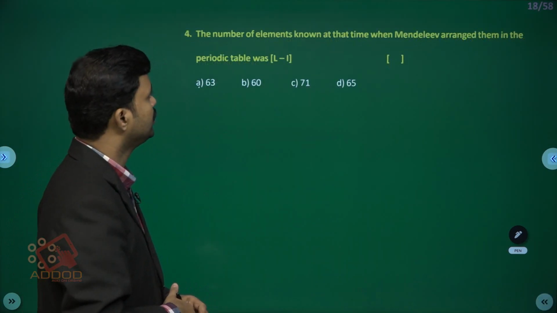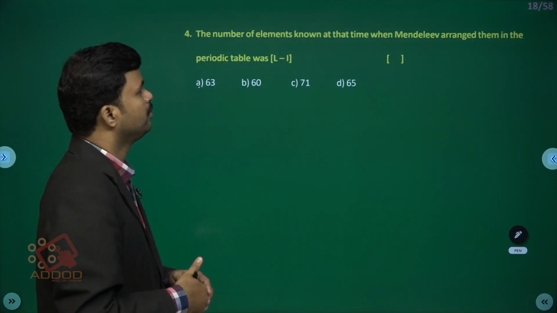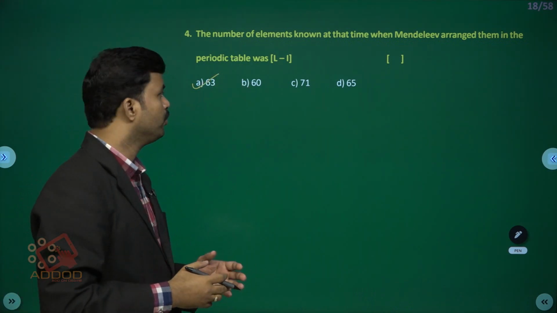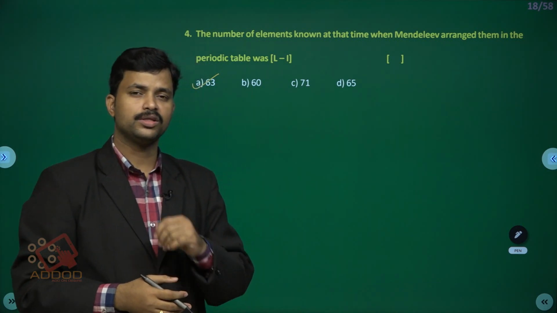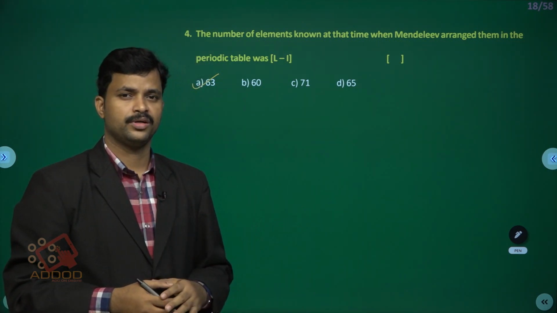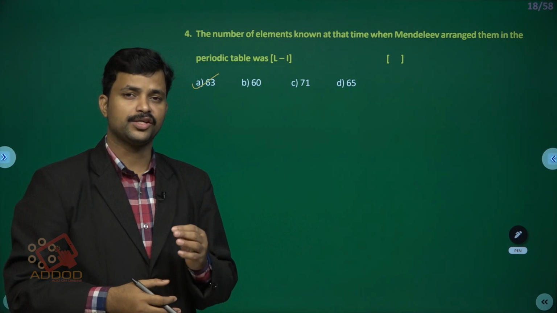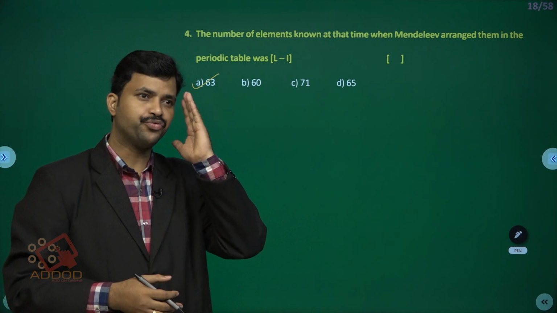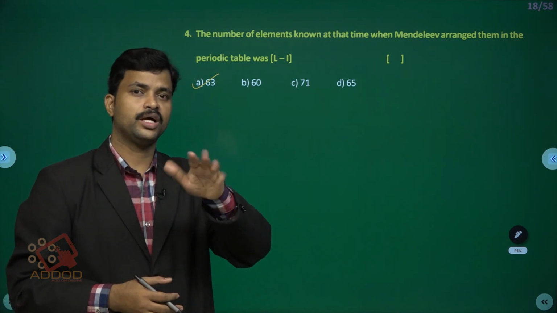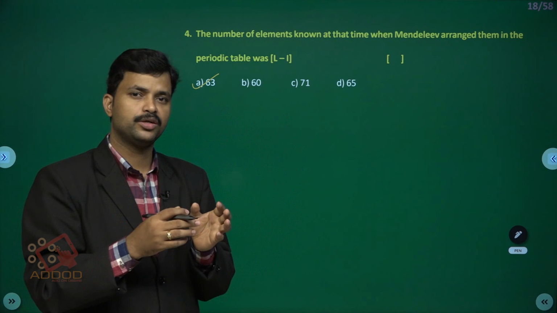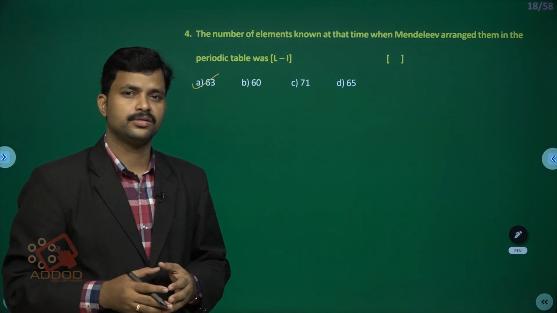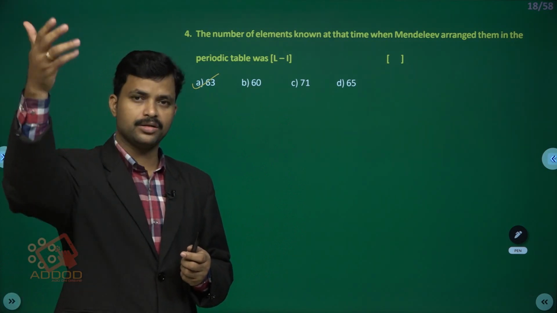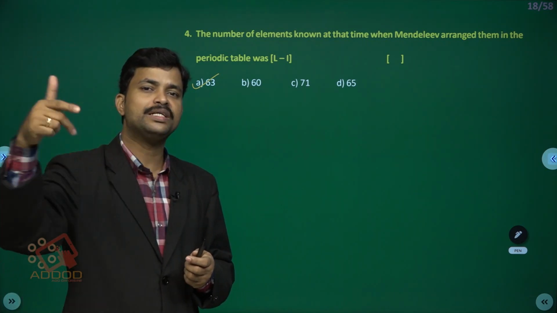The number of elements known at the time when Mendeleev arranged them in the periodic table is 63. In his time, 63 elements were available. He organized all 63 elements, and it is astonishing to hear this. He foresaw the elements that were not yet discovered and left blank spaces in his table. In his periodic table, Mendeleev kept some blank spaces for elements yet to be discovered.